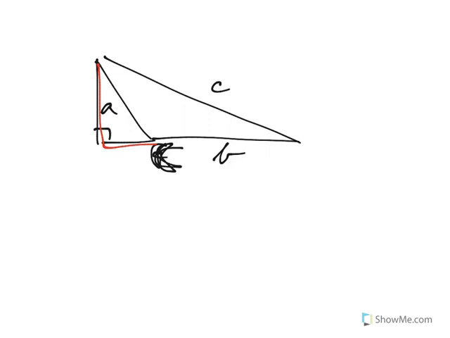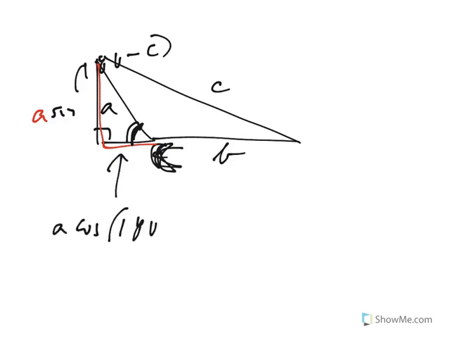this is a, so we have this angle here is no longer angle C. So this is a times sine 180 minus C. And this down here is a times cosine 180 minus C. So that's going to complicate things a little bit.